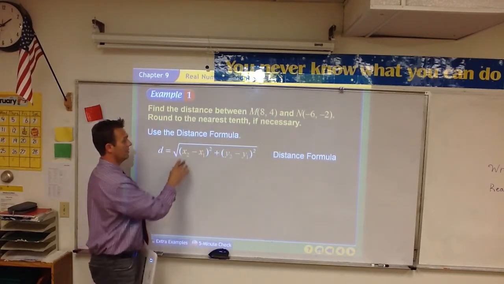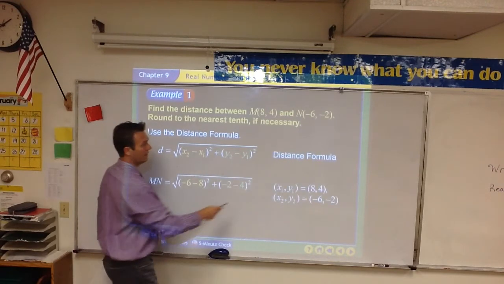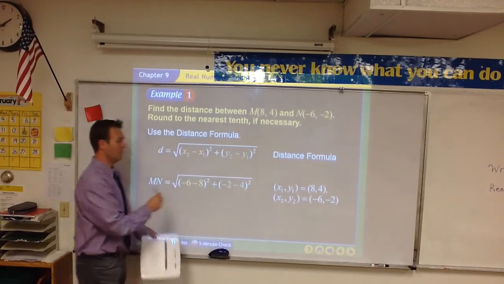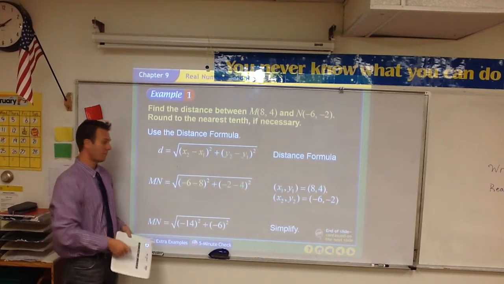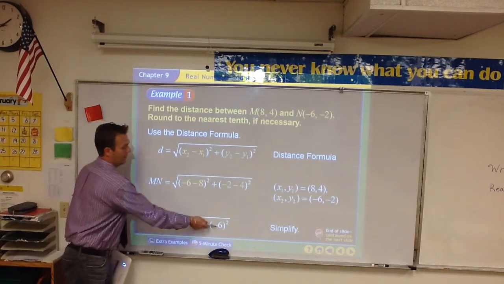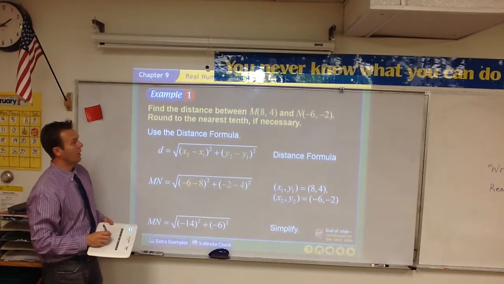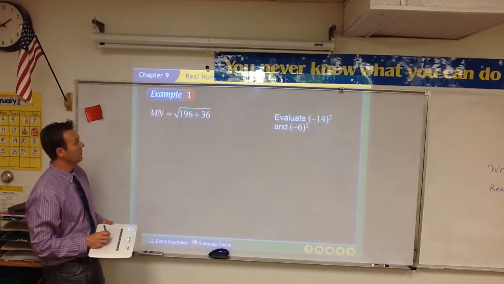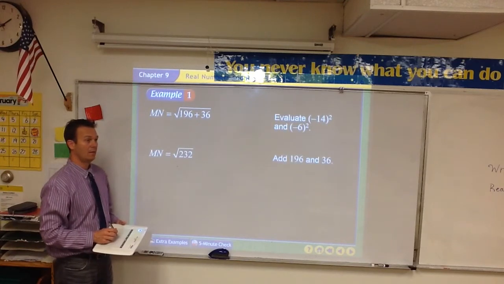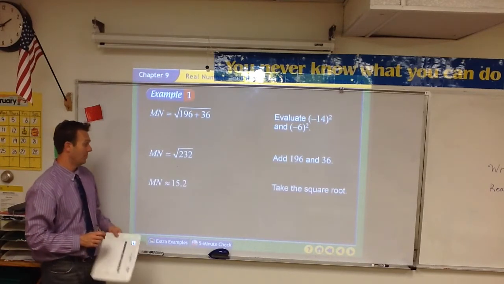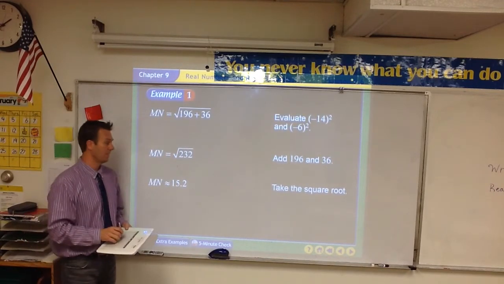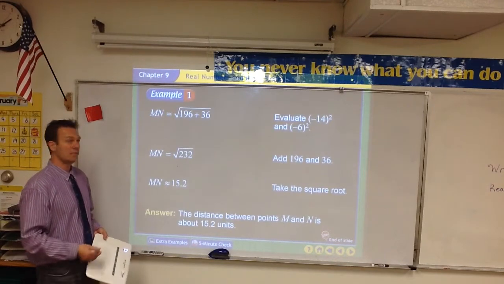And what you're going to do is make sure that you label them. So x1 is 8, y1 is 4, x2 is -6, y2 is -2. You substitute them in, add them together, go plus minus. You get -14 and -6. You square those, and you get 196 plus 36, add them together. I didn't mean to square root this, and I'm going too fast here anyways. Now you square root them, before it was square it, and you get 15.2. Okay, so that's basically the distance formula.